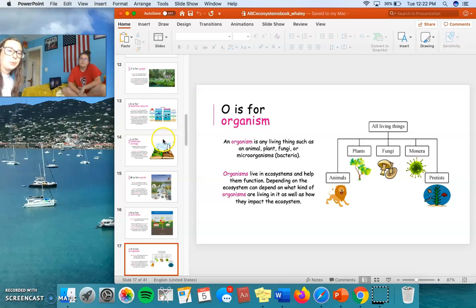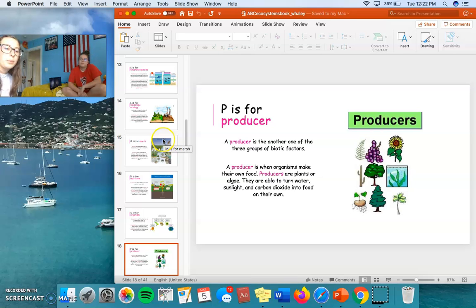That's true. P is for producer. A producer is another one of the three groups of biotic factors. A producer is when organisms make their own food. Producers are plants or algae. They are able to turn water, sunlight, and carbon dioxide into food on their own.